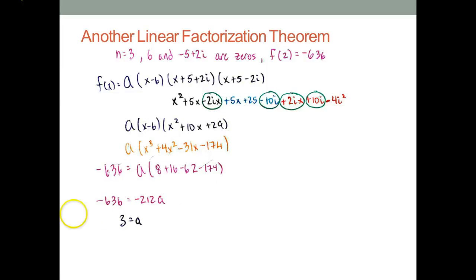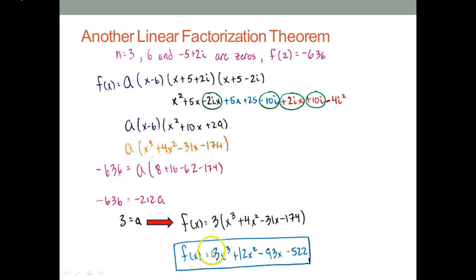Awesome. Now since a is equal to 3, I'm going to put this back here and I'm going to distribute. So 3 times each of the terms is going to give me my answer. So I distribute and I have 3x cubed. 3 times 4 is 12x squared. 3 times negative 31 is negative 93, and 3 times negative 174, of course, because you know your 174 times tables, is negative 522.